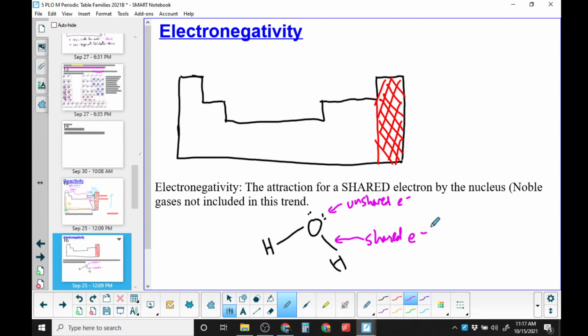Now for this one, I want you to tell me what the trend is based on those two explanations that we've done for across and up and down. And to help you with that, I'm going to put you into groups. 1, 2, 3, 4, 5, 6, 7, 8, 9, 10, 11, 12, 13, 14, 15, 3 people.